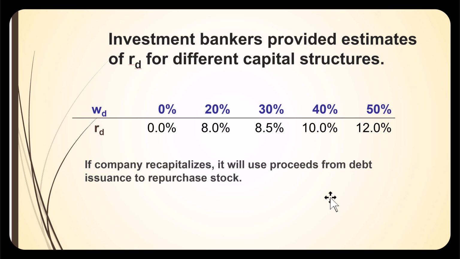Now, let's think about what we're talking about here. We're going to talk about increasing or changing the amount of debt in a company. This is what's referred to as recapitalization. We're not going to buy any new assets. We currently have no debt. We're going to borrow, let's say, 30%. What are we going to do with that money that we borrow? We're going to use that money to repurchase stock. So we're now going to change from 0% debt, 100% stock, to 30% debt, 70% stock.